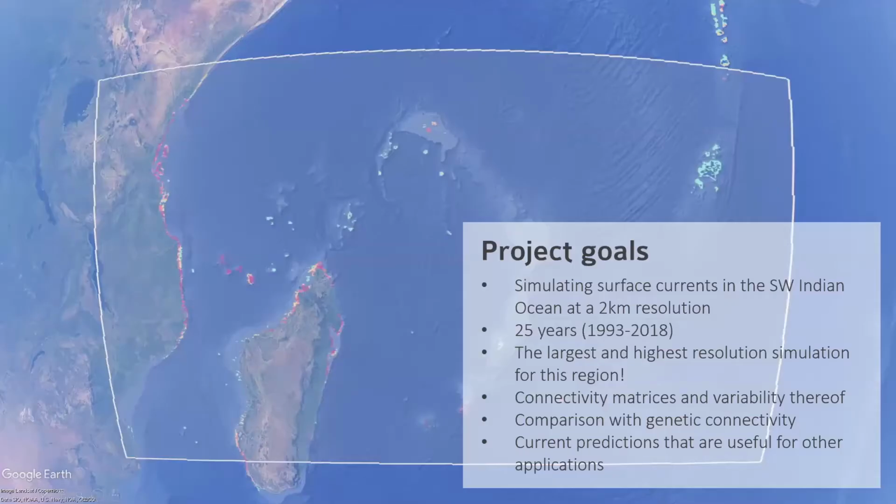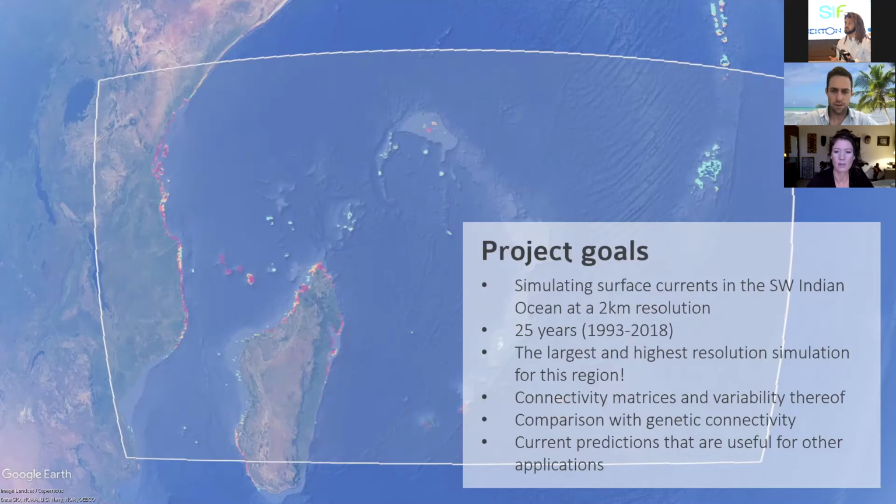So the aim of the project is simulating coral larval dispersal within this region, bounded by the white box. So everything from the East African coast over to the British Indian Ocean Territory in the east, centered on Seychelles in the middle. I'm simulating ocean currents at a 2-kilometer resolution for 25 years. This is the largest and highest resolution simulation that's been carried out for this region. Once the simulations are finished, I'll be calculating connectivity matrices, and as I mentioned before, comparing these with April's genetic data and looking at the similarities and differences between the modeled connectivity predictions and the genetic connectivity predictions.